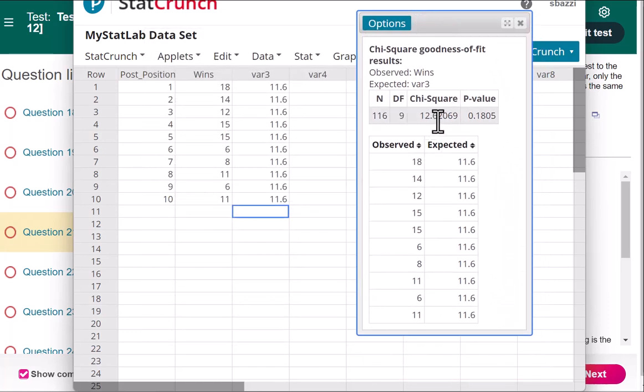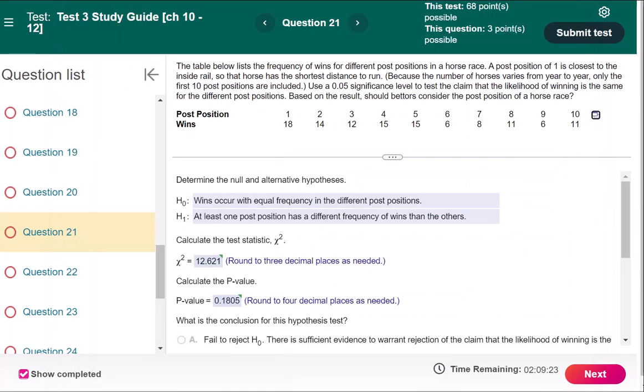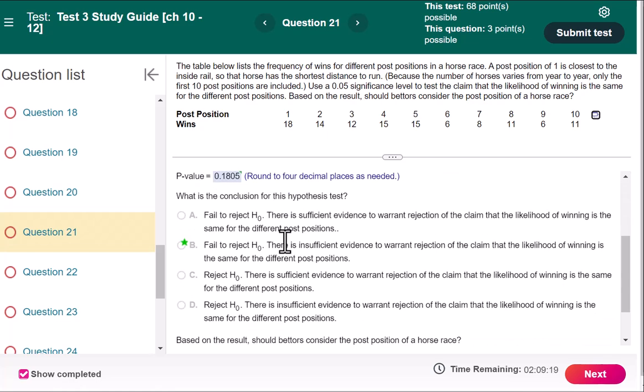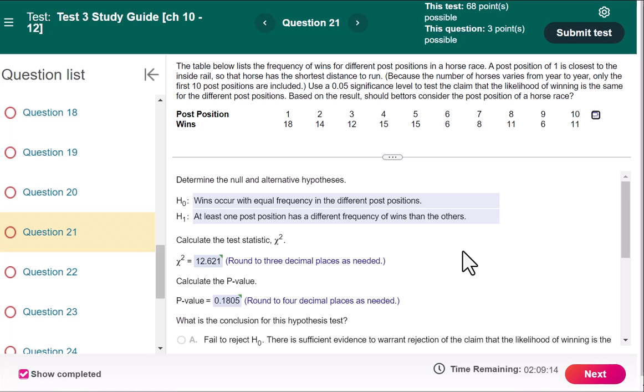And look, chi-square is 12.62 and p-value is 0.18, which is bigger than alpha. You failed to reject the null hypothesis. Look, and there is not sufficient evidence to warrant reject the claim, because the claim is in the null hypothesis, because he says test the claim that they are the same.